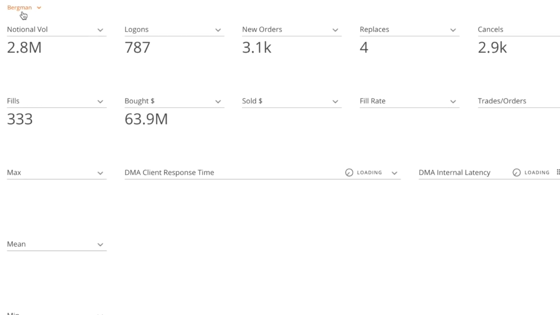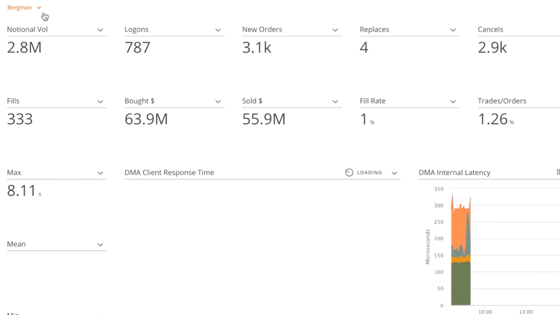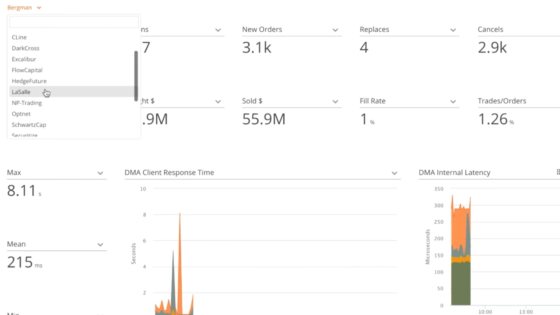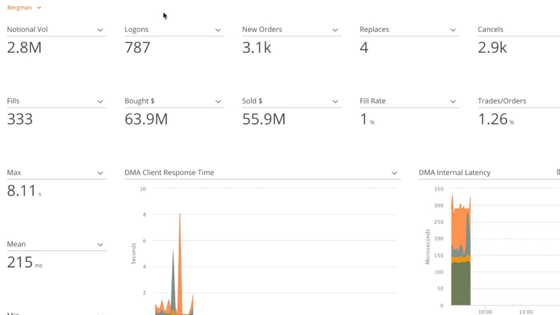So as this loads up, we see the specific orders and messages for this client Bergman, but if I wanted to, I can toggle to other clients as well that we're supporting. Now for this time period, since market open this morning, we can see quite a few logons for them. We can see how many new orders they've sent in. Looks like most of those have been cancelled. We've got a relatively low fill rate for them, but we can also see here the actual volume that they've traded so far today. So there's a lot of information in here.